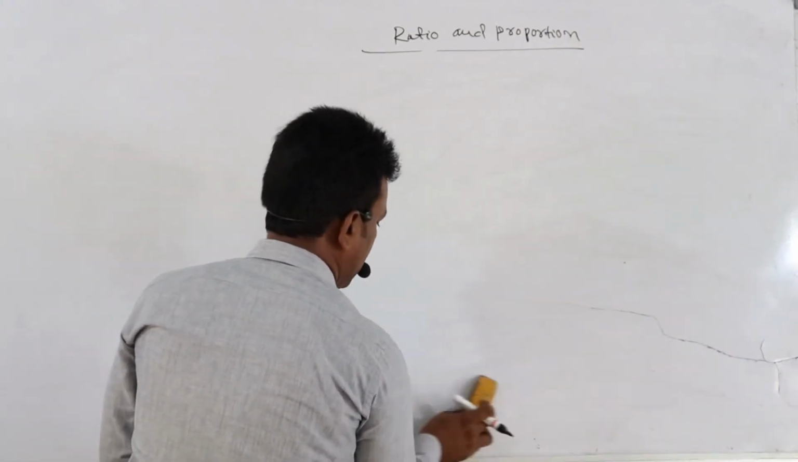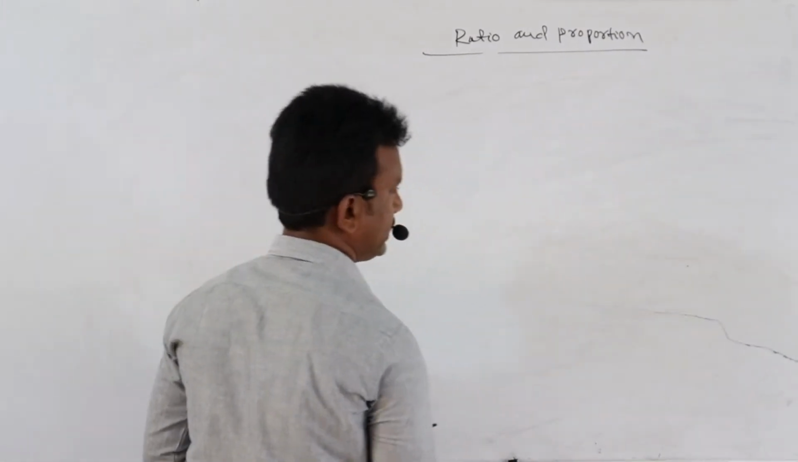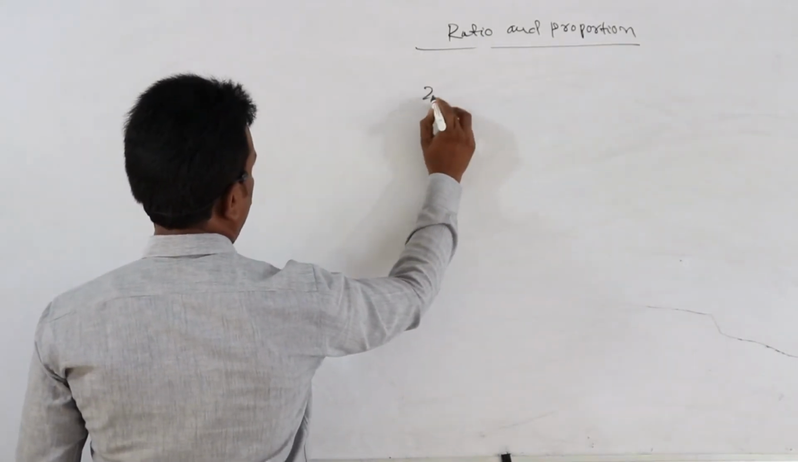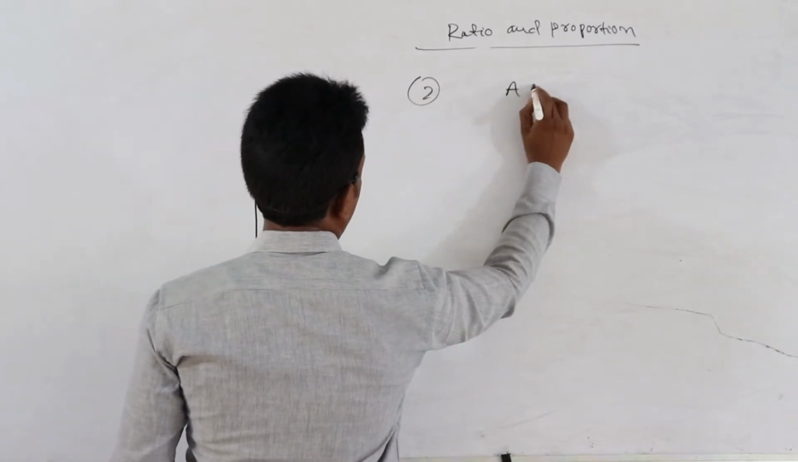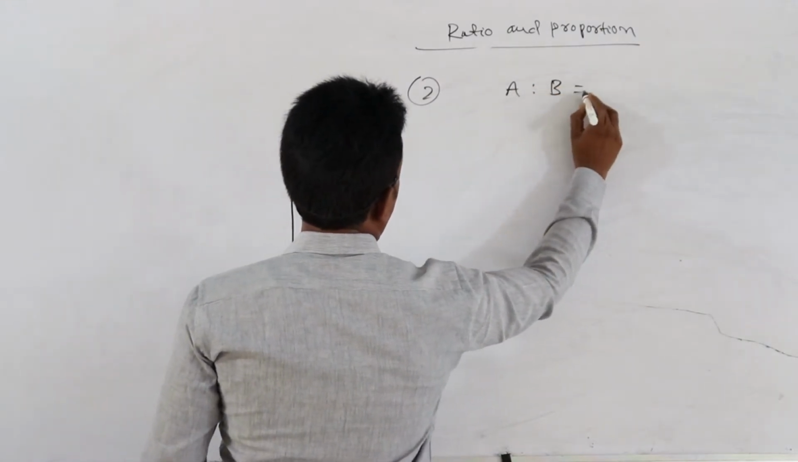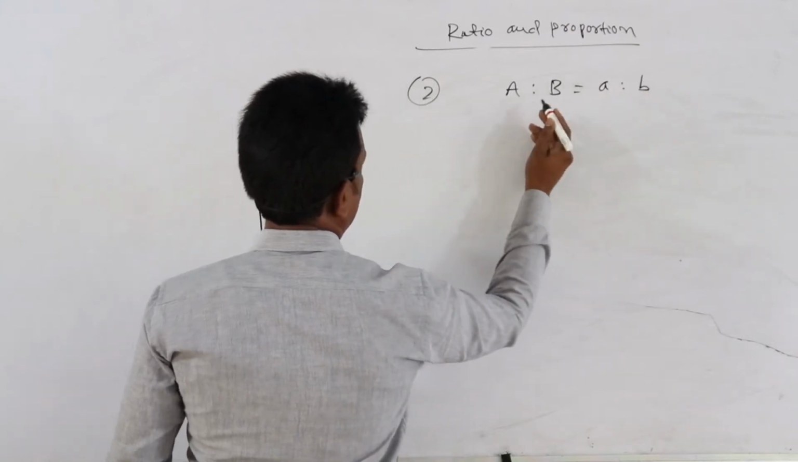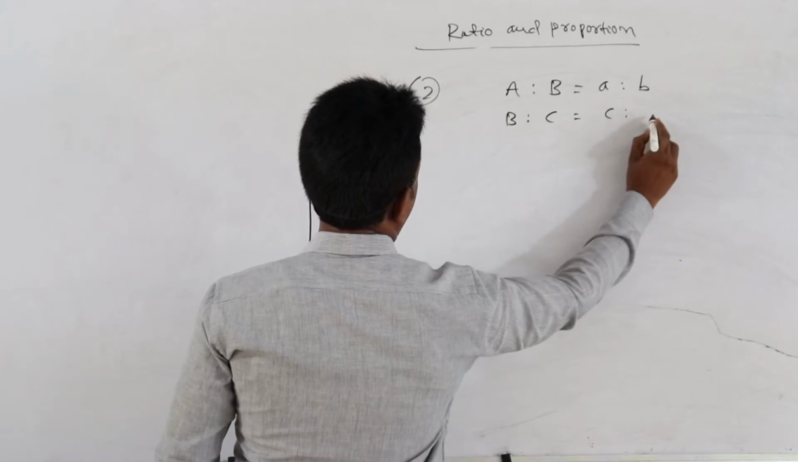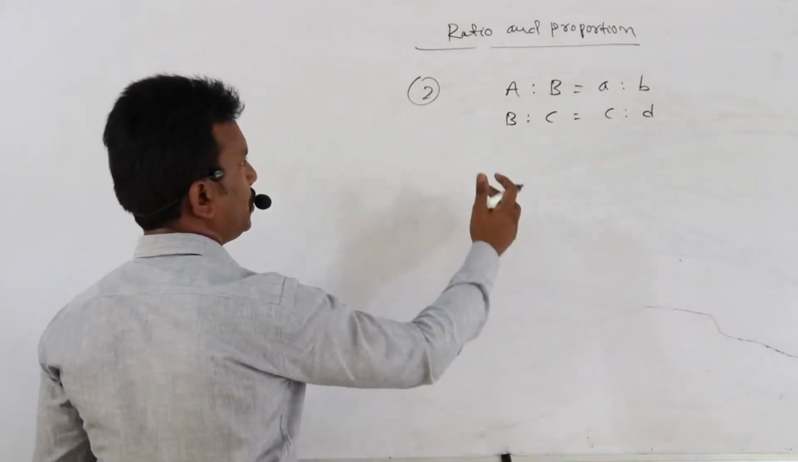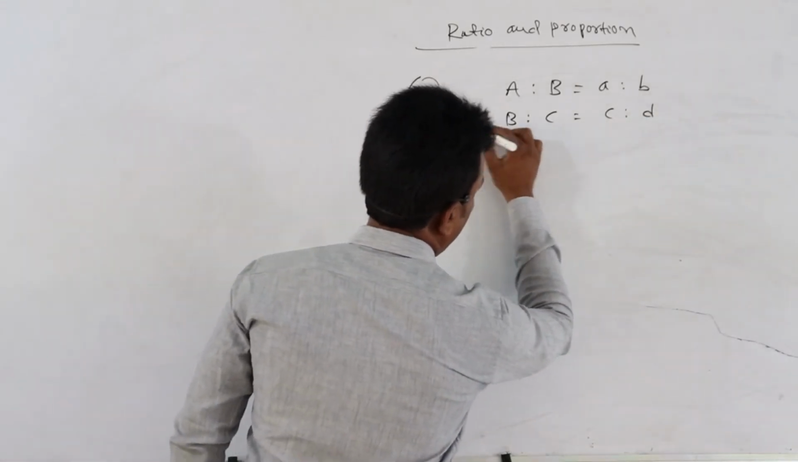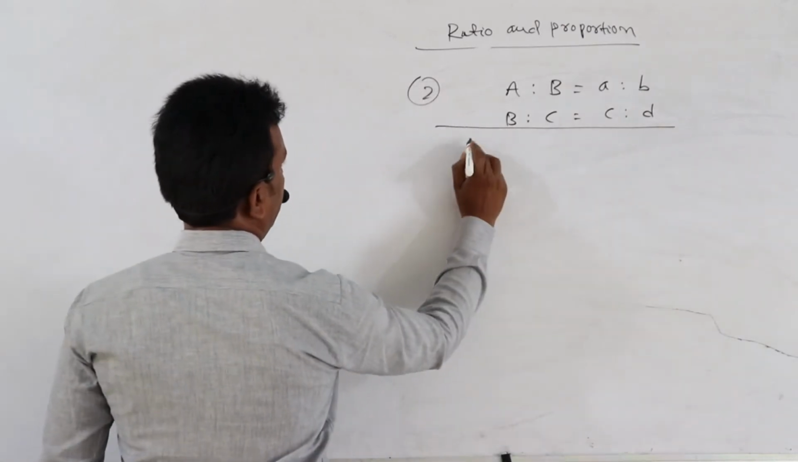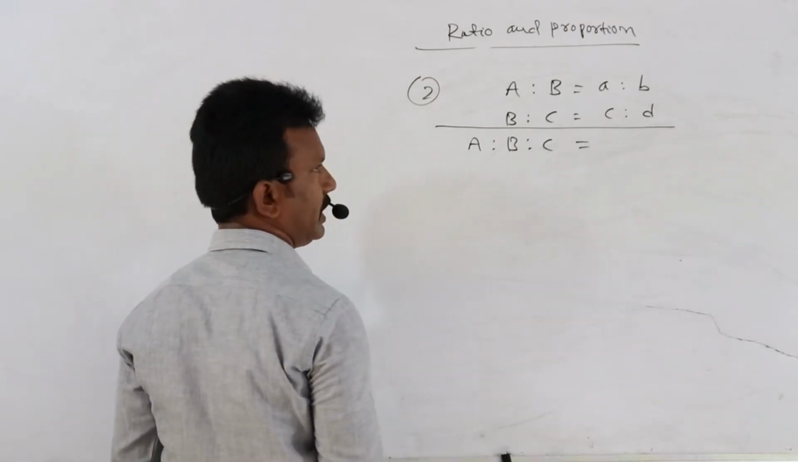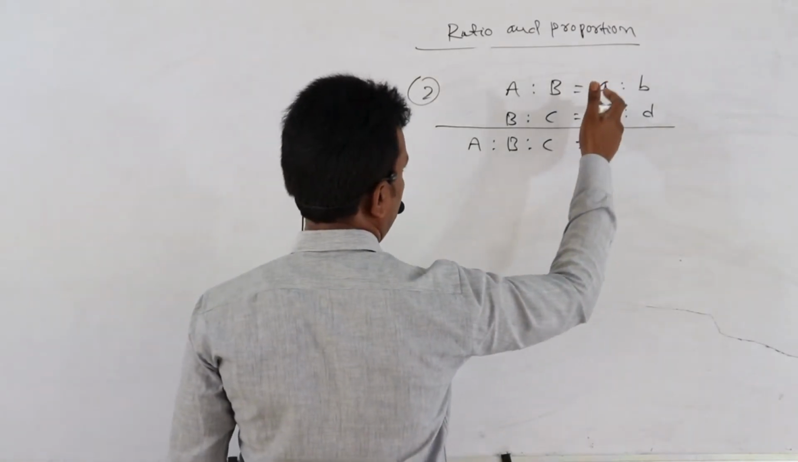Next we follow the simple conditions and simple shortcuts for ratio and proportion. Maybe our next shortcut is for two ratios, A is to B and B is to C is equal to C is to D. So these are the two ratios. We write the continuous form A is to B is to C, and we follow one simple shortcut for these calculations.